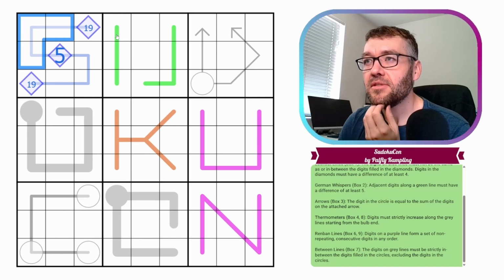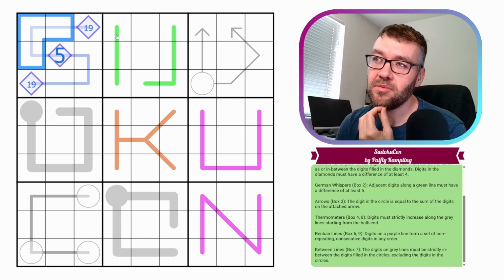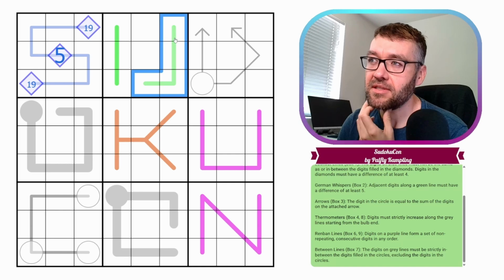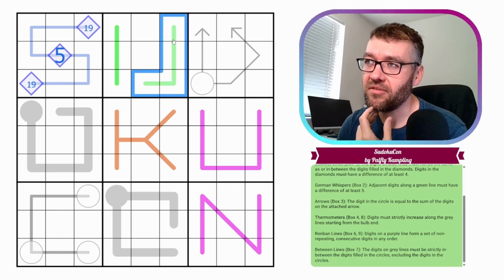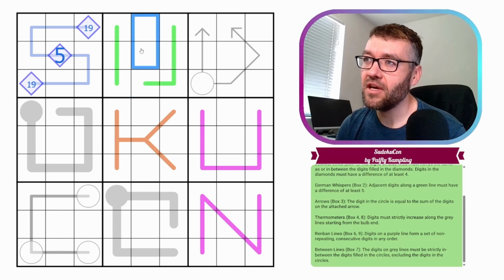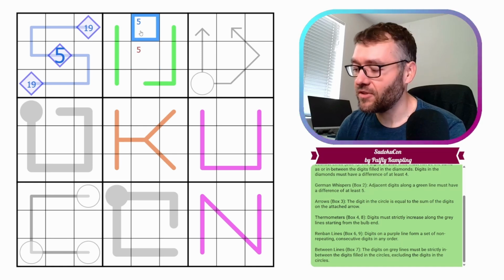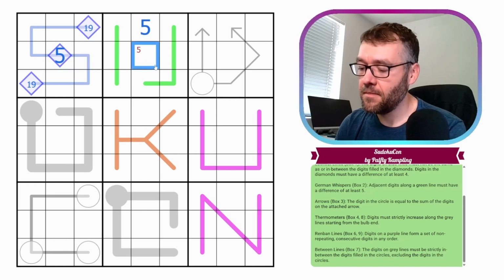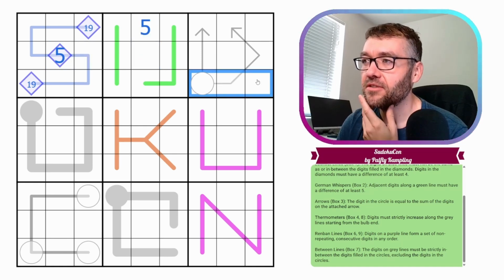All right, so let's move on to the German whispers. So in German whispers, 5 cannot go along these lines at all because there's no number that's 5 away from 5. We don't have a 0 or a 10. So we know 5 goes in one of these 2 cells. Actually, we know 5 goes right here now that we've placed this 5. Which means we have a 5 down here somewhere.